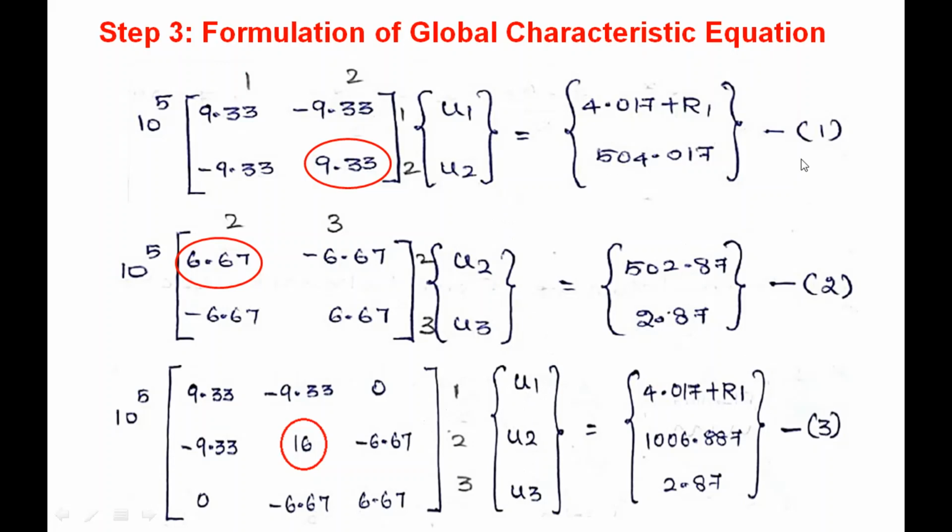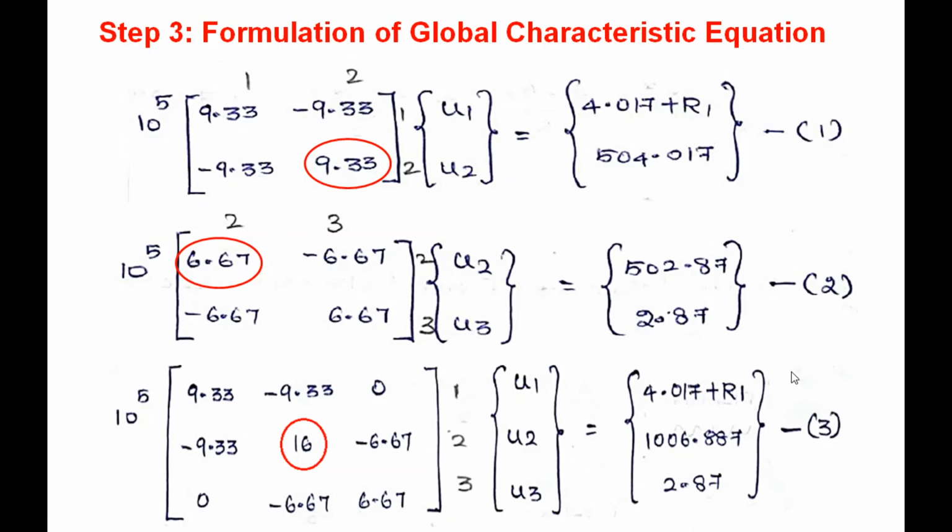Similarly, you have to assemble the degrees of freedom U1, U2, U3, and on the right hand side you have to assemble the forces also, the forces acting at the common node. So here for the first node, 4.017 plus R1 we write as it is. Then the second node is the common node: 504.017 plus 502.87, which gives 1006.887, then 2.87. So this is the global characteristic equation for the tapered bar problem.